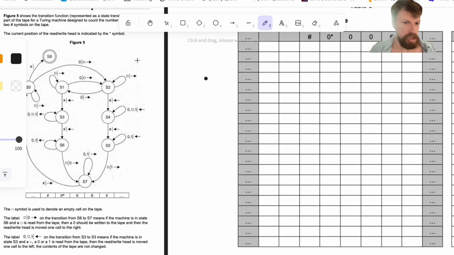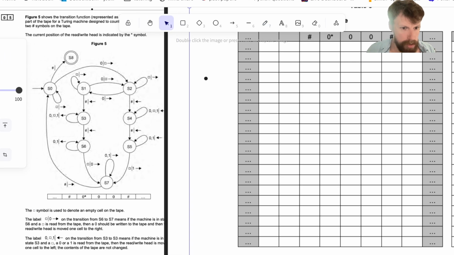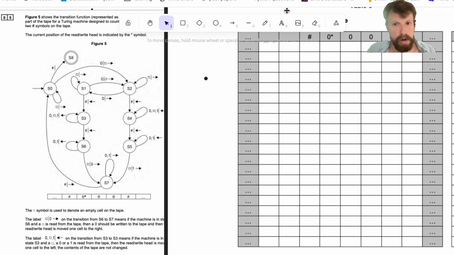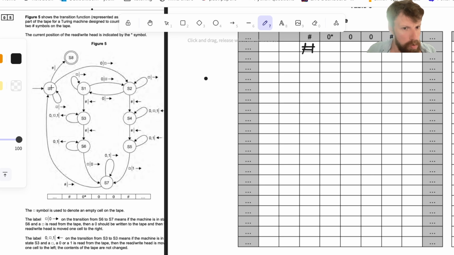Okay, and what we've got to do is trace it through. So essentially, you have to put down all of the states. We're going to start off here. I'm just going to move this over a little bit so you can see it better. We're at state zero, and what happens at state zero if our input is zero? That would be what would happen if it was an empty space, and that would be what happens if it's a hashtag.